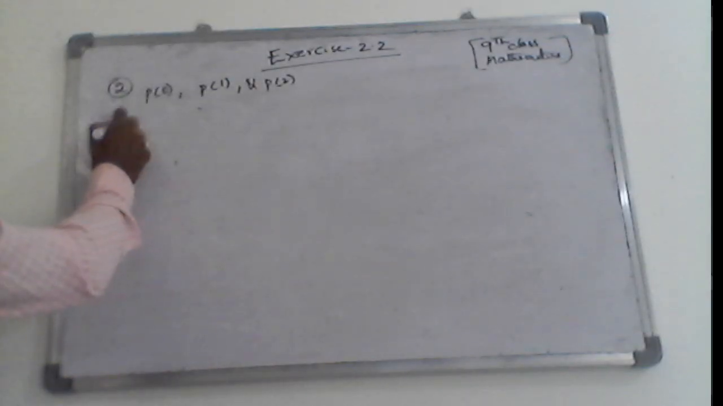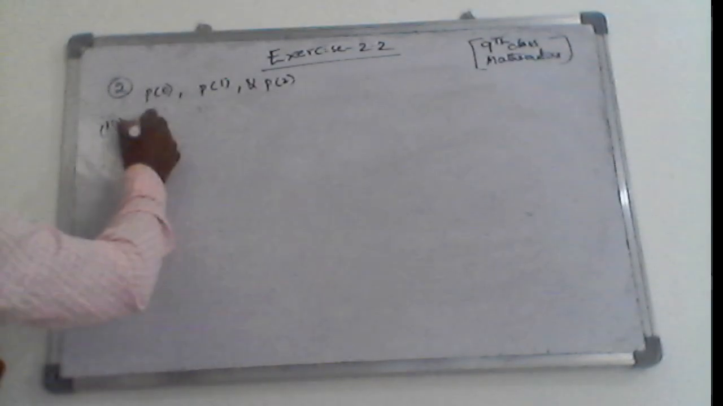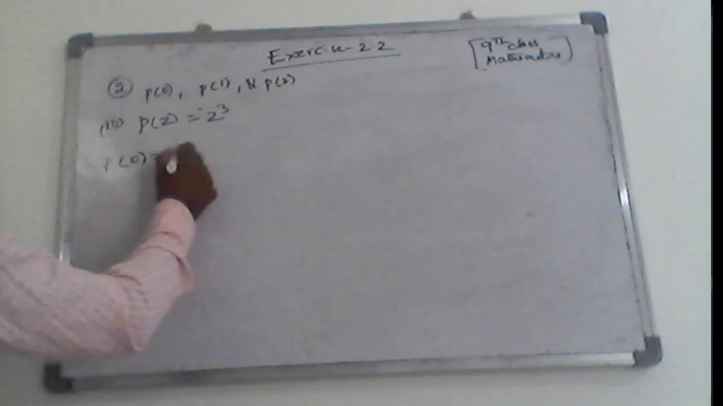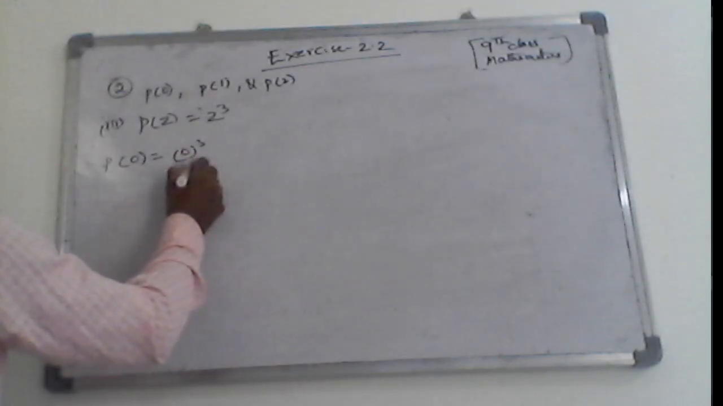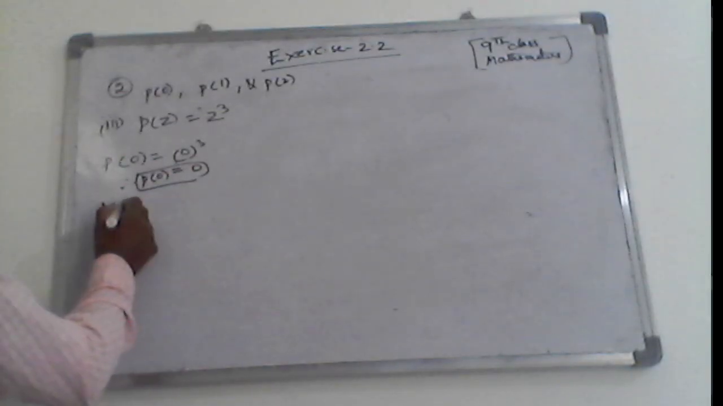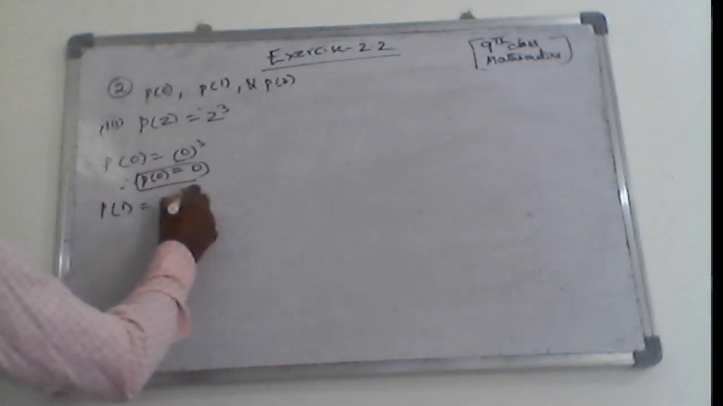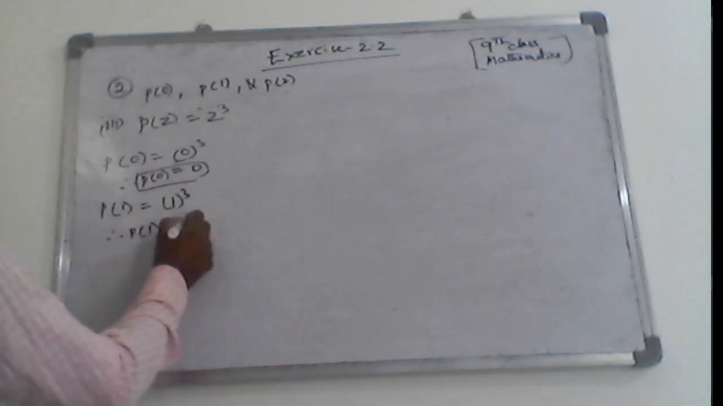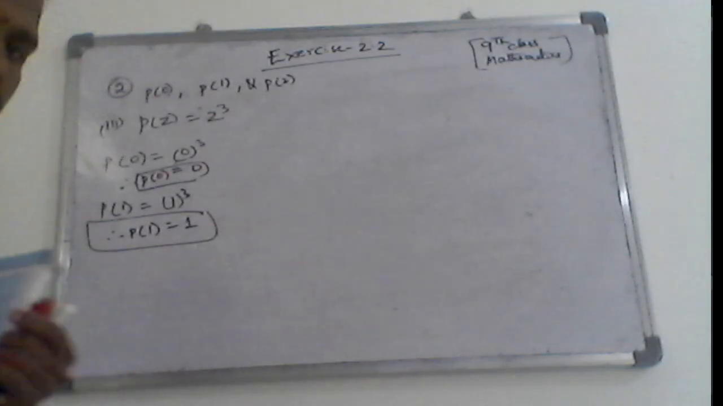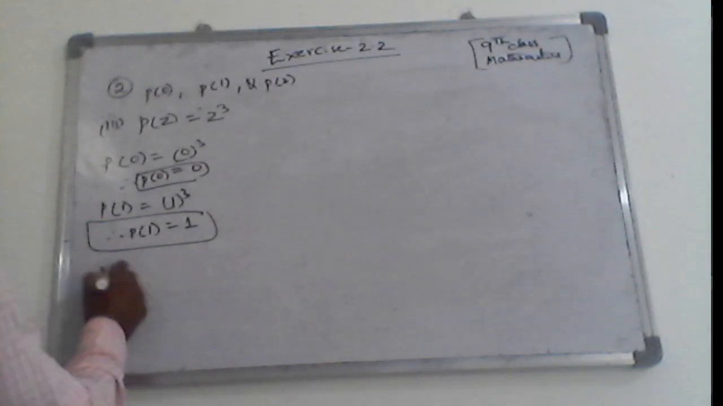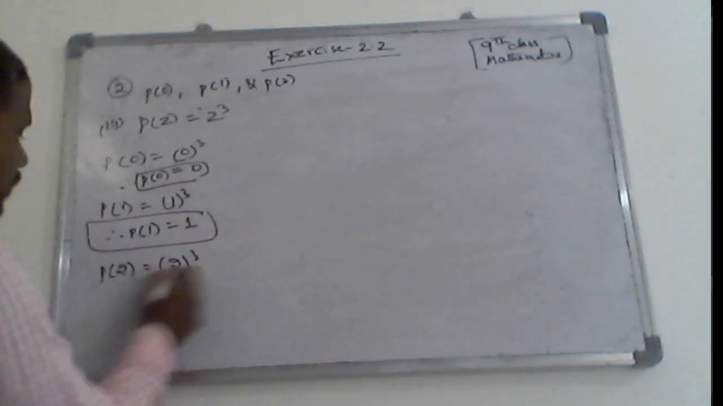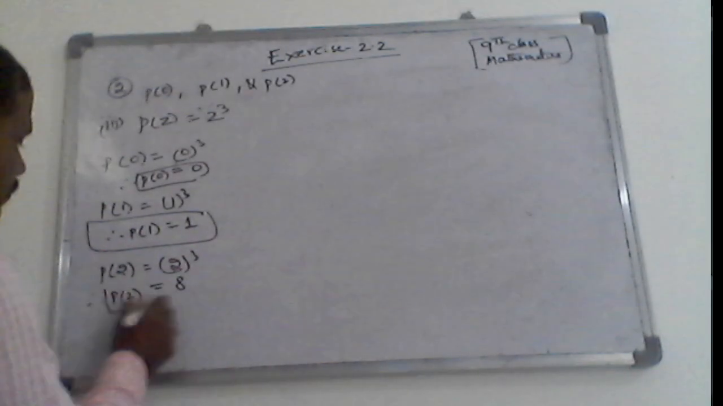Question number 3. P of z equal to z cube. So P of 0 equal to 0 whole cube, equal to 0. Therefore P of 0 equal to 0. Next one, P of 1 equal to 1 whole cube, 1 whole cube means 1. Therefore P of 1 equal to 1. Next one, P of 2 equal to 2 cube, equal to 8. Therefore, P of 2 equal to 8.